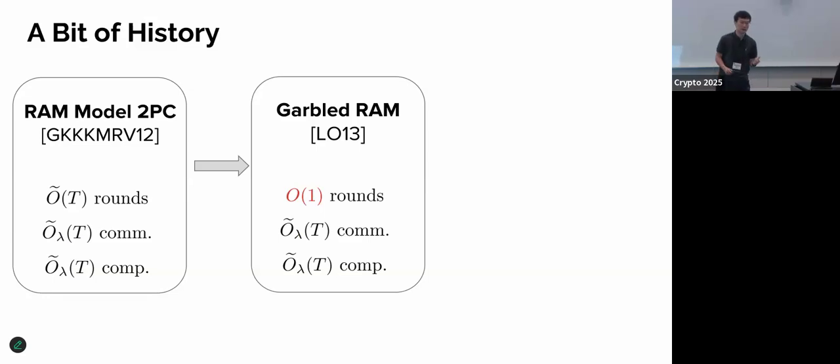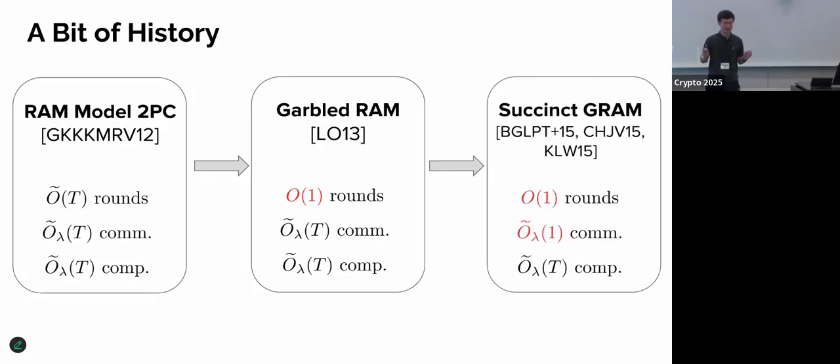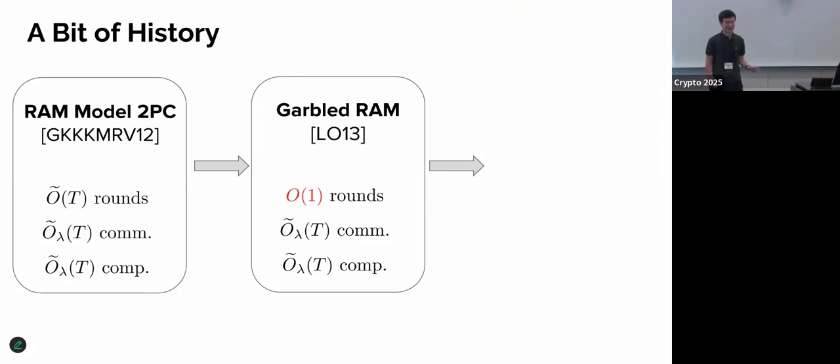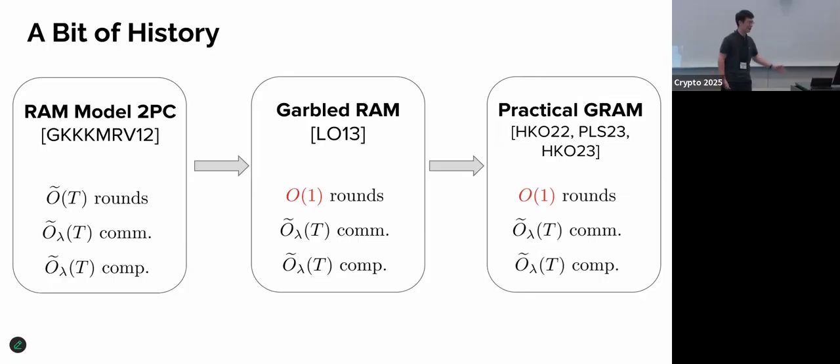One year later, Lu and Ostrovsky proposed Garbled RAM, which reduces the round complexity to constant, combined with oblivious transfer. So can we do better? Yes. Two years later, many people came up with the idea of succinct Garbled RAM, which also reduces the communication to constant. But all the known constructions of succinct Garbled RAM are based on iO and are not practical today. So in this talk, we will just forget about it and consider how to make Garbled RAM more practical.